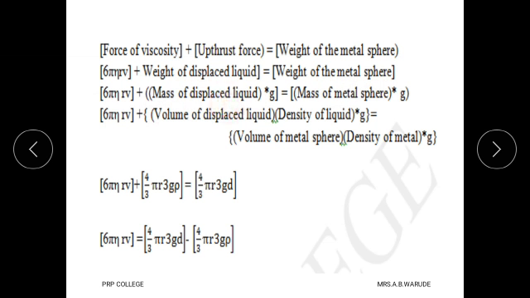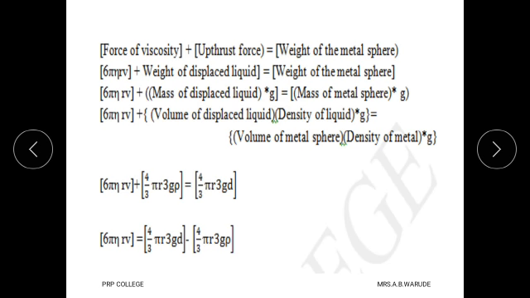It is equal to the weight of the metal sphere, which is the mass of the metal sphere into gravitational force. Therefore, we get 6 pi eta RV plus the mass of displaced liquid. We know the formula for density is mass upon volume, and therefore the mass of displaced liquid is equal to the volume of displaced liquid into the density of liquid, and g as it is.